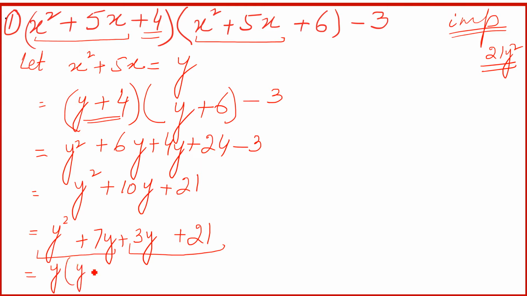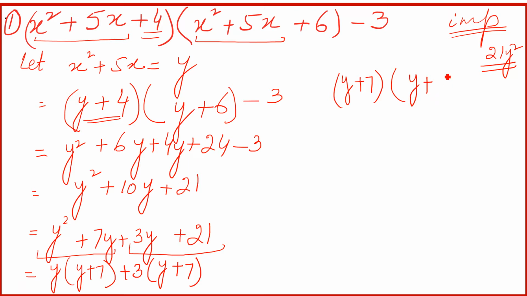Now I will take a common between these two. y is common, y + 7 is remaining. Here 3 is common, y + 7. Both parentheses should be the same, so these are the same. Here I will write y + 7, and the second one, what is remaining, multiplied by y + 3. See, y is remaining here plus 3 is remaining here. So (y + 7)(y + 3). Now put the value of y.